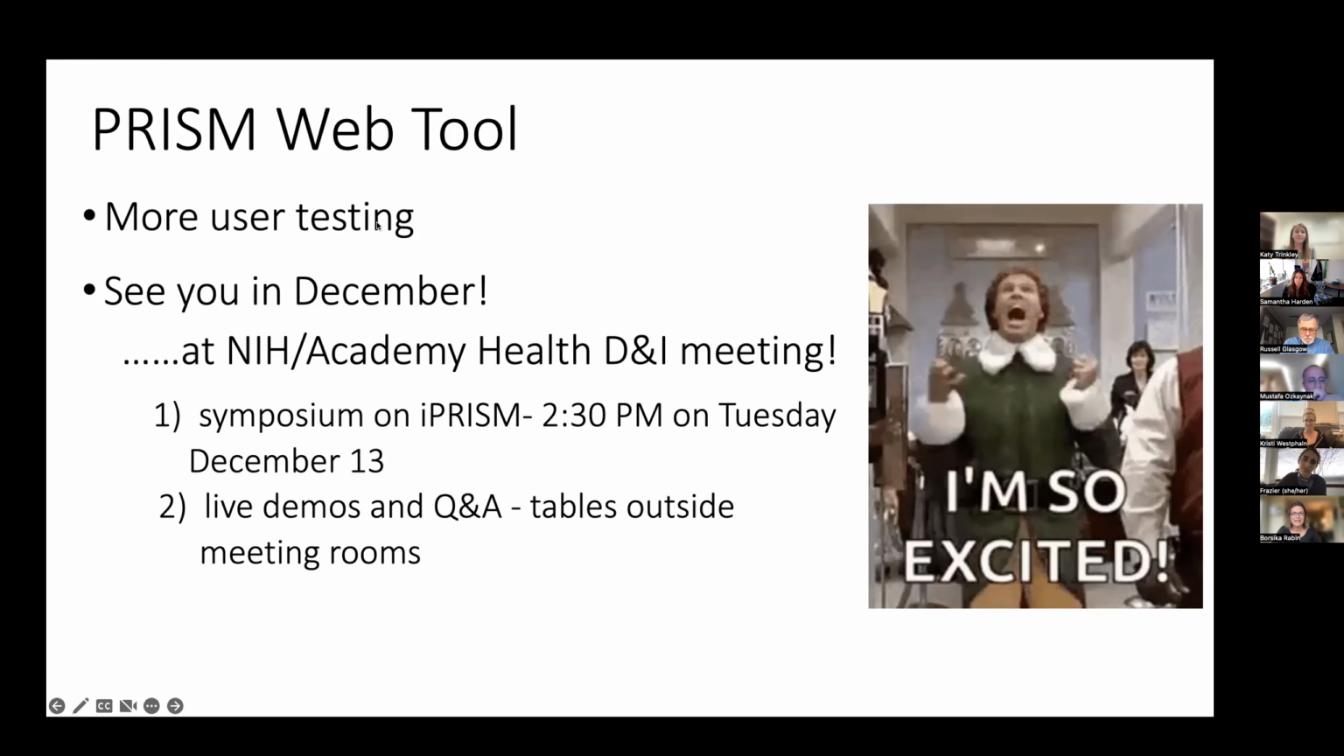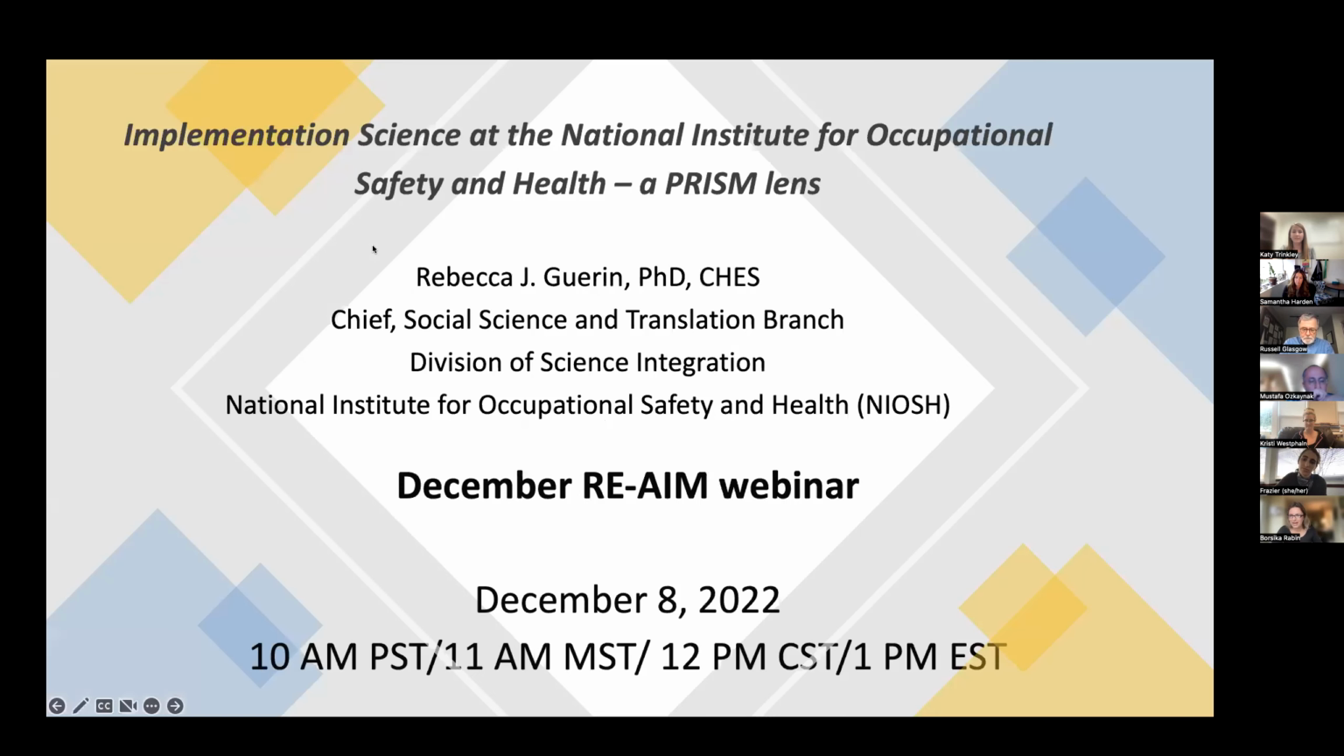Thank you so much, Katie. Before I hand it over to Samantha, I wanted to let you know that we have already plans to come back and talk more about PRISM in some other way. And that is going to be through our December REAIM webinar, which is planned for December 8th at our usual time, the same time. And it is going to be presented by Dr. Rebecca Guerin. Dr. Guerin is the Chief of Social Science and Translational Branch at NIOSH, and she will be talking about how she has been integrating implementation science at the National Institute for Occupational Safety and Health using a PRISM lens. So PRISM will come back.